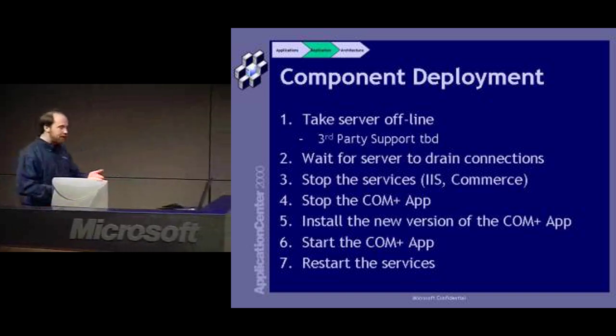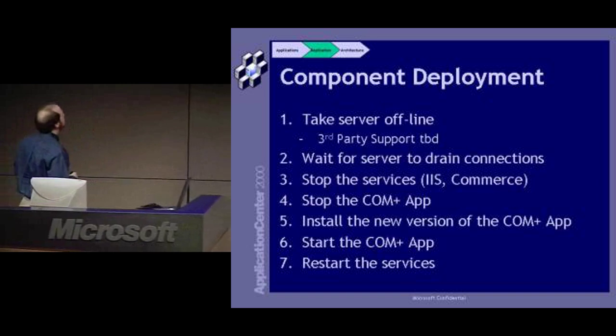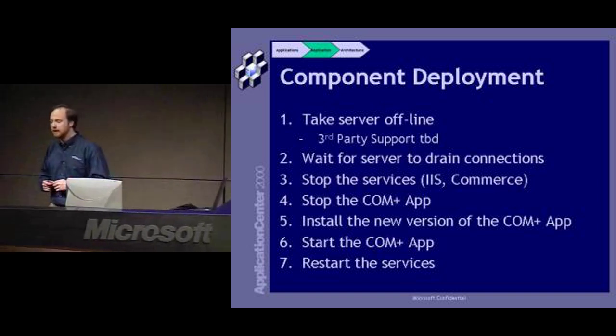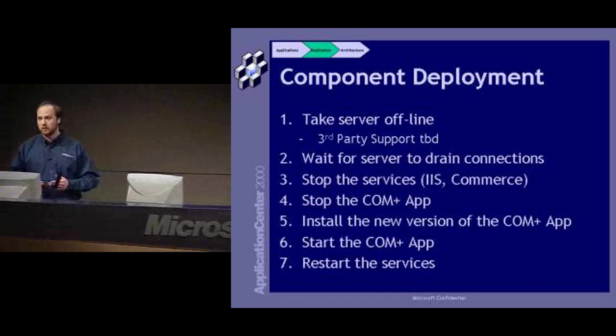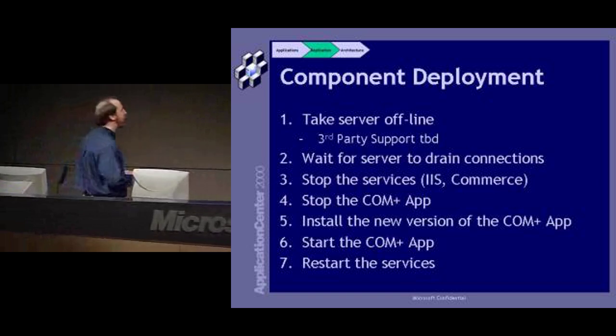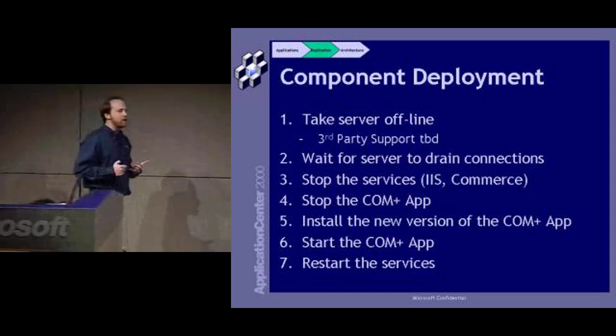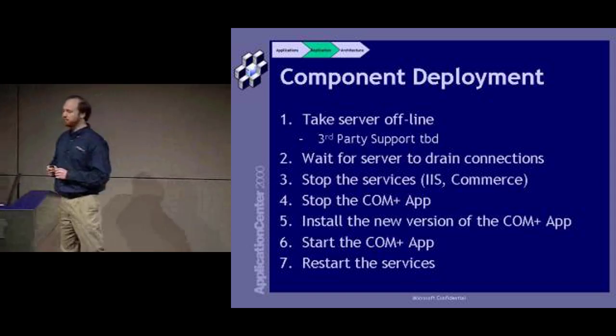So we take the server offline, out of the load balancing loop. We wait for it to drain connections, 10, 20 minutes or whatever. And then we're going to stop services. We're going to stop Commerce if it's running. We're going to stop IIS if it's running. That should open up and unlock all the files that we need in the 80% case.